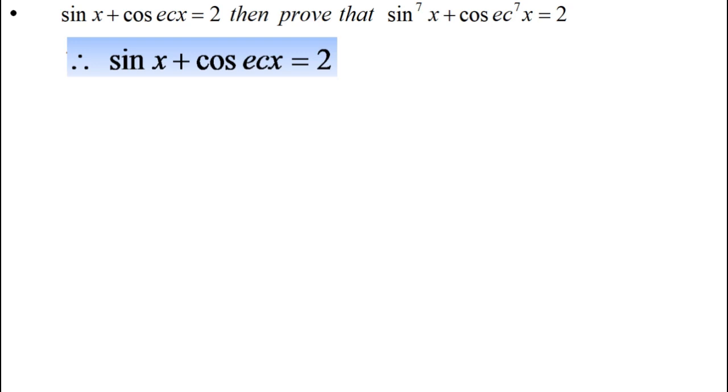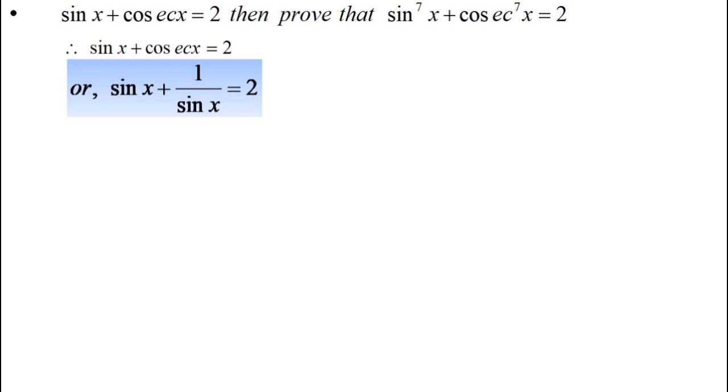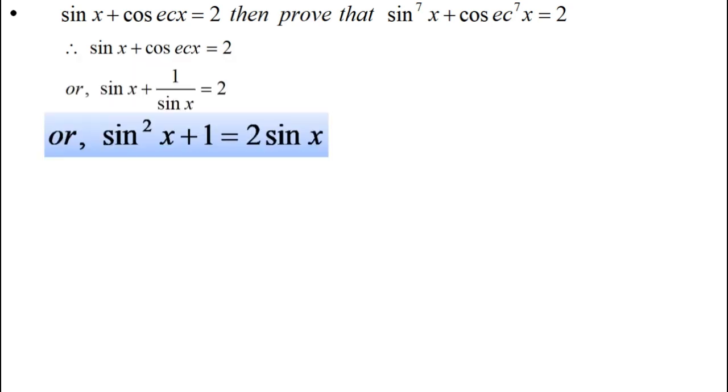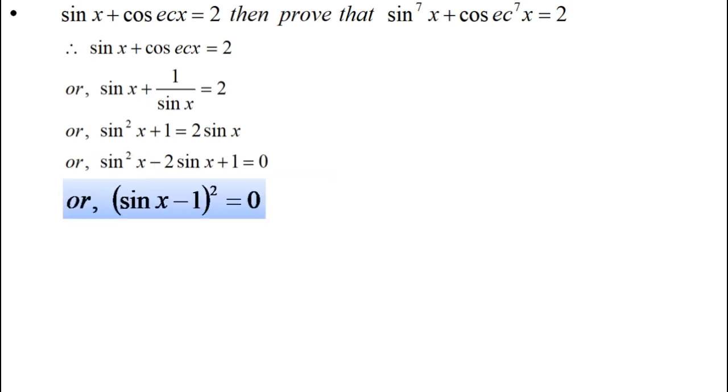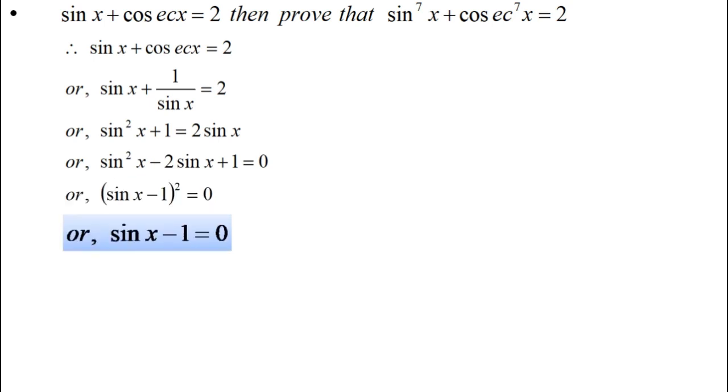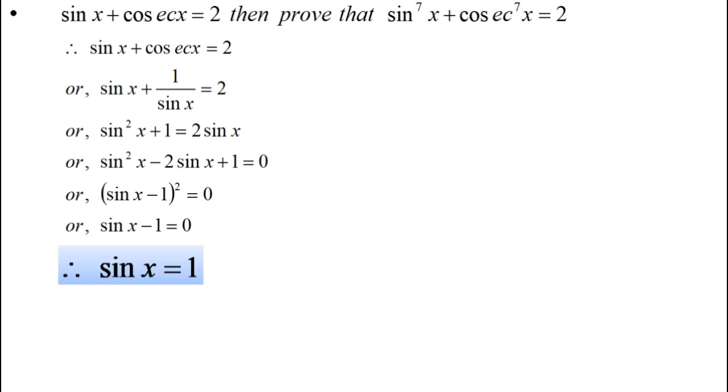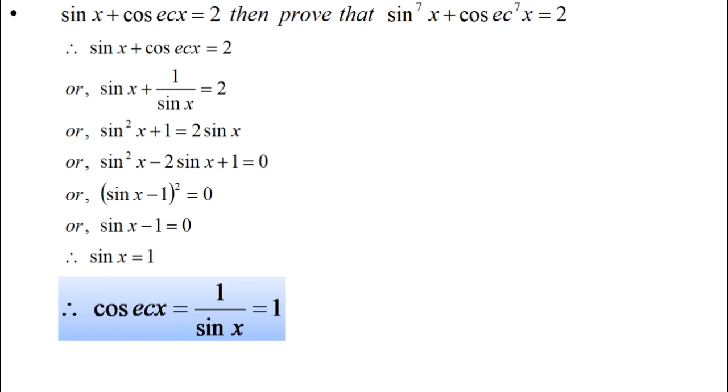Then sin x plus 1 by sin x equals to 2, or sin square x plus 1 equals to 2 sin x, or sin square x minus 2 sin x plus 1 equals to 0. That is sin x minus 1 whole square equals to 0, or sin x minus 1 equals to 0, or sin x equals to 1. Then cosec x equals to 1 by sin x equals to 1 by 1, which is 1. Then cosec x equals to 1.